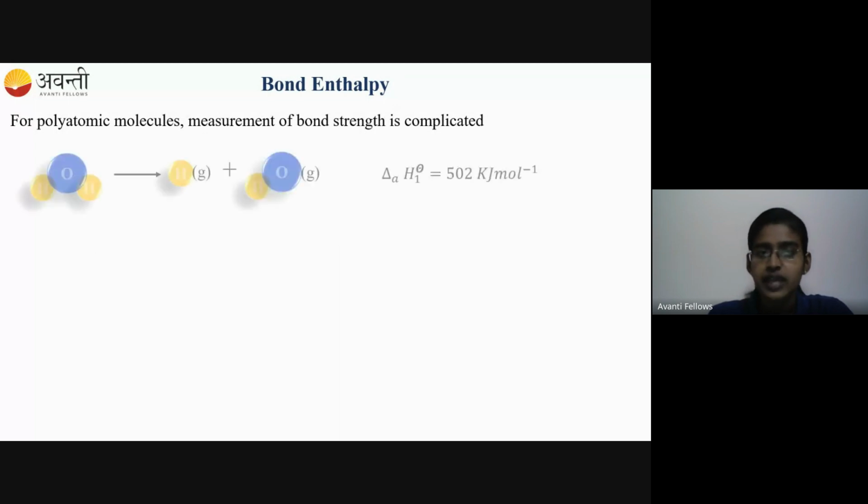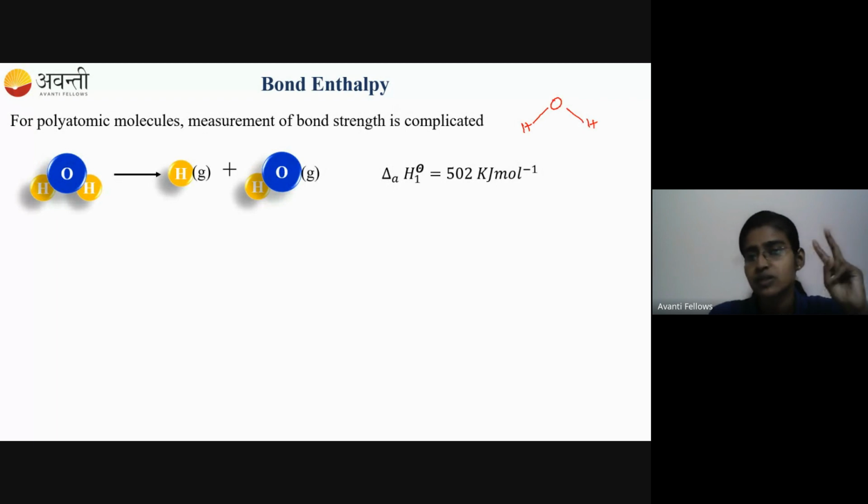Take the H2O molecule itself. How many O-H bonds do we have in an H2O molecule? We have two O-H bonds, right? This is one bond and this is the second bond. So I have to break the bonds one by one. If I break the first bond first, I will get one hydrogen atom and one OH will come out. The energy required to break this first bond is 502 kilojoule per mole.